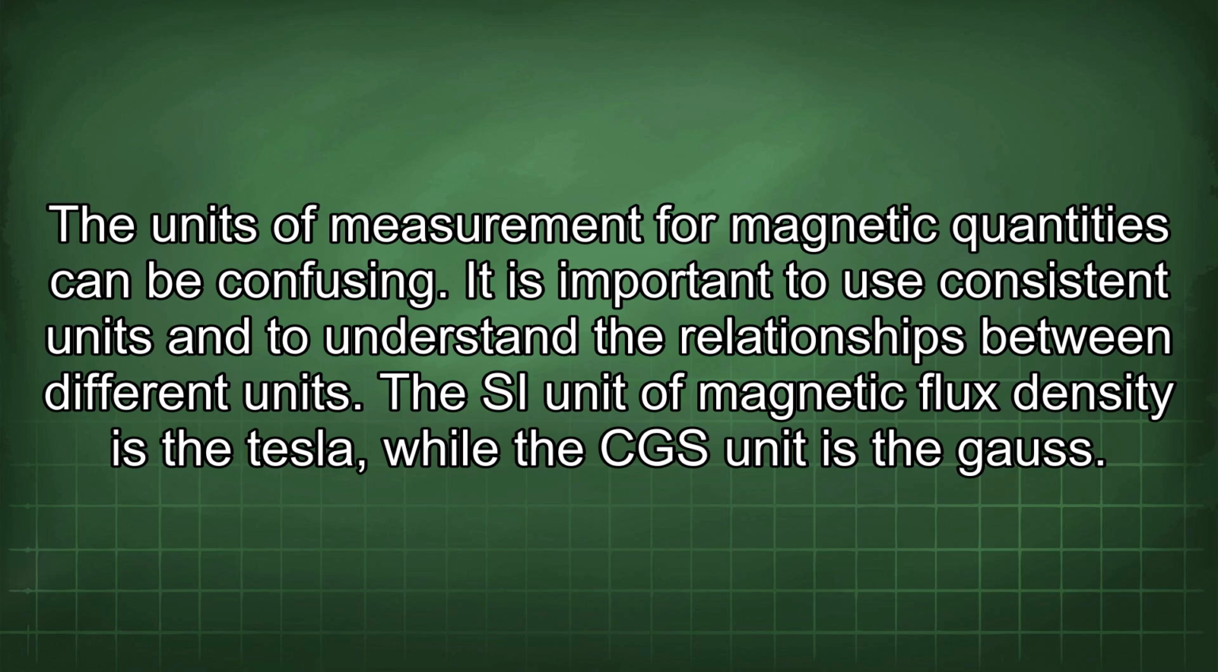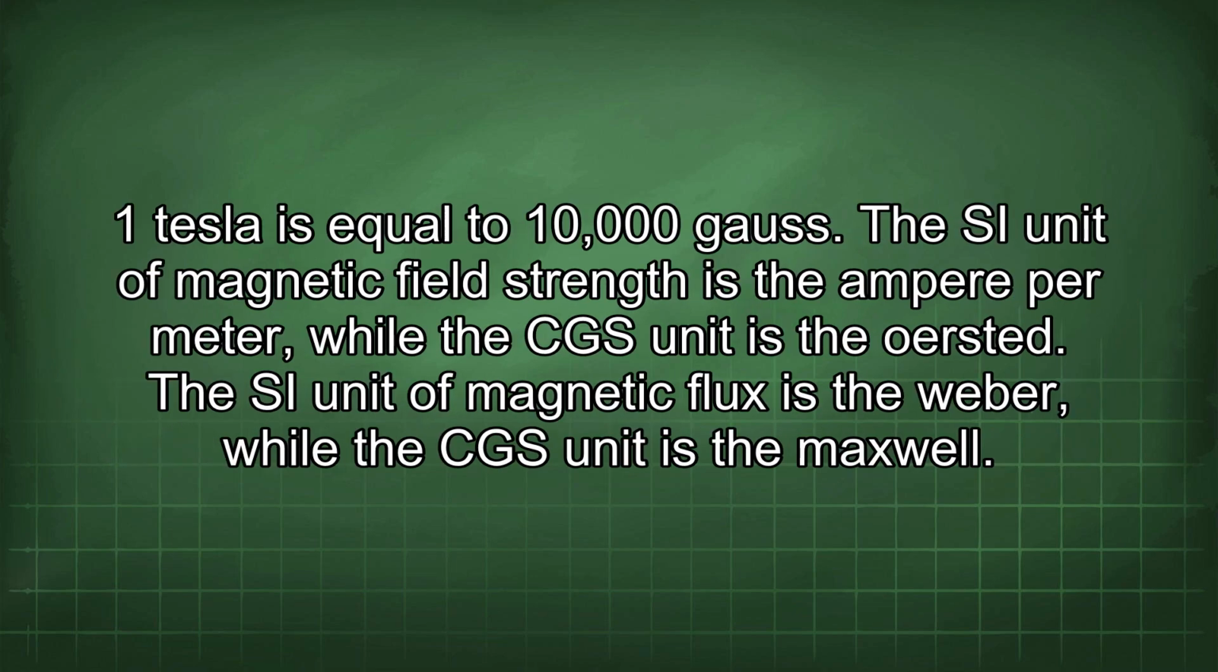The SI unit of magnetic flux density is the Tesla, while the CGS unit is the Gauss. 1 Tesla is equal to 10,000 Gauss. The SI unit of magnetic field strength is the ampere per meter, while the CGS unit is the oersted. The SI unit of magnetic flux is the Weber, while the CGS unit is the Maxwell.